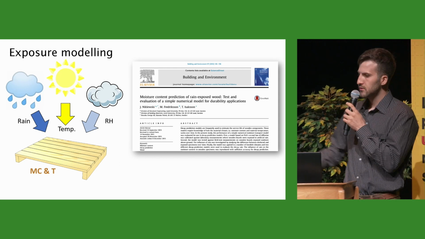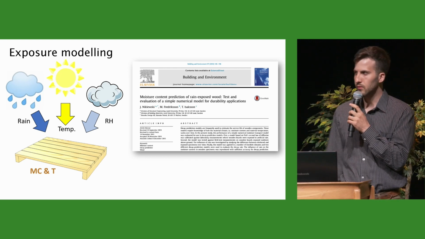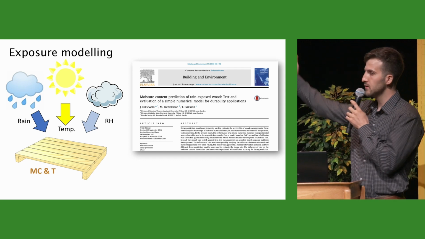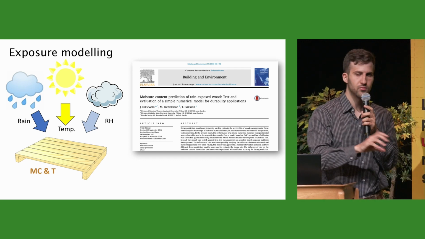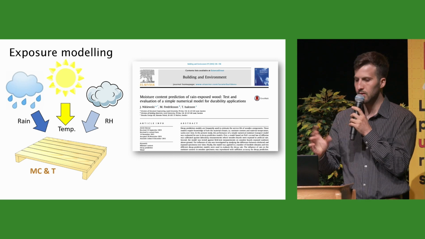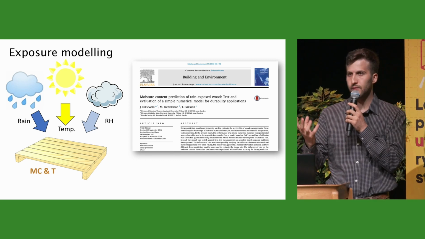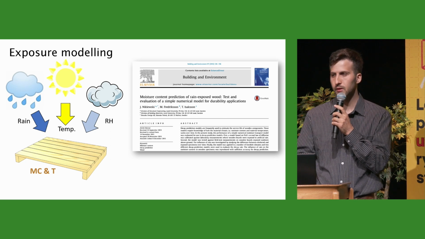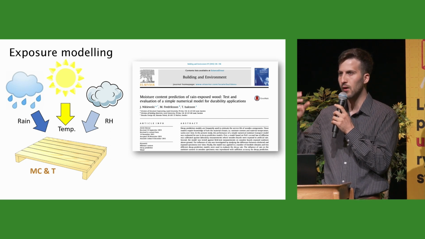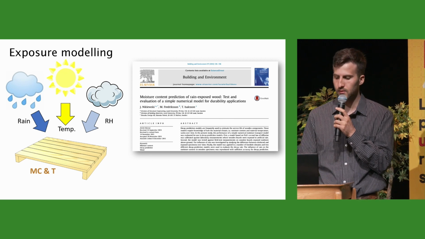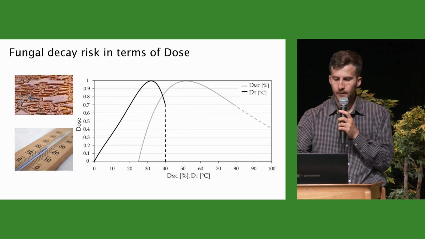Okay, so just to quickly run through the modeling process that we have. The first thing is we have an exposure model. Jonas will quickly show you a little illustration of that. But it's pretty much we have to take climate variables and somehow get from the climate to the material climate, which is the moisture content and temperature of the material.